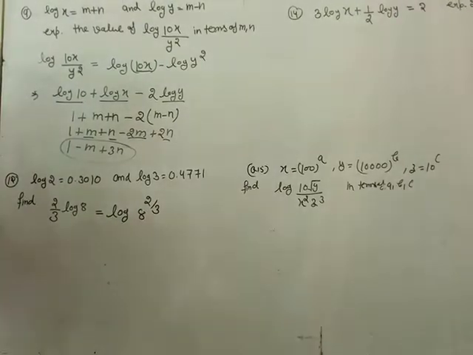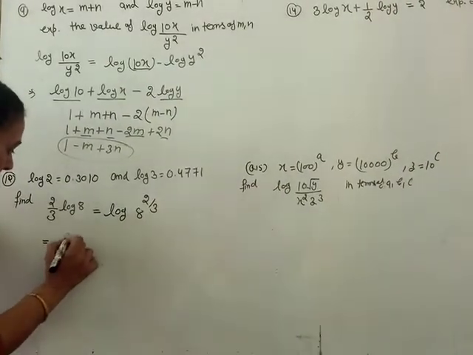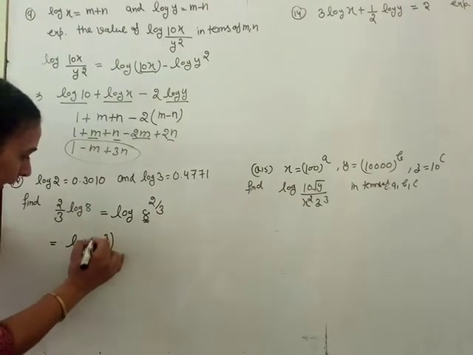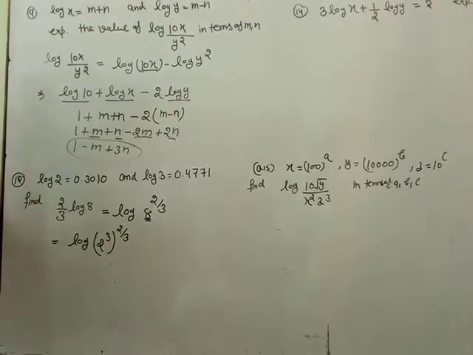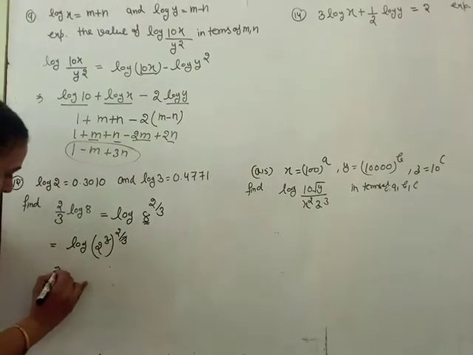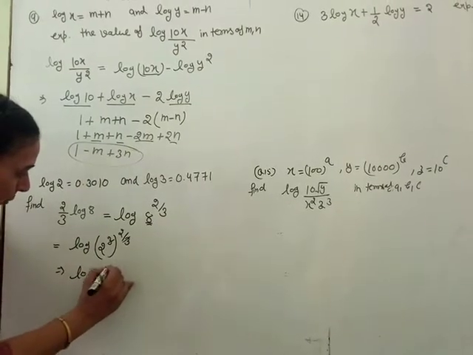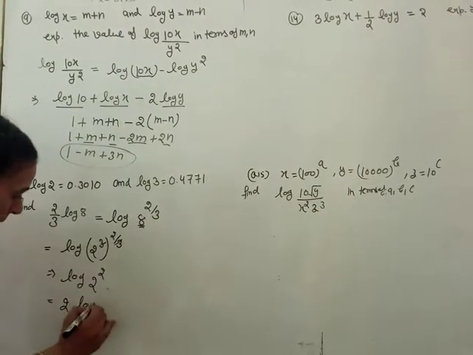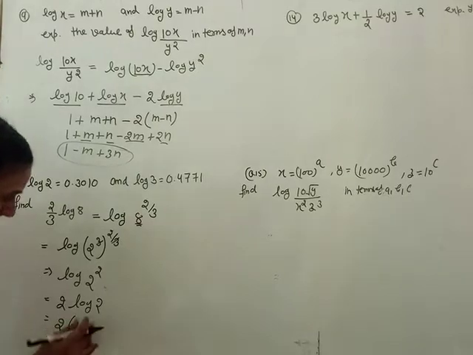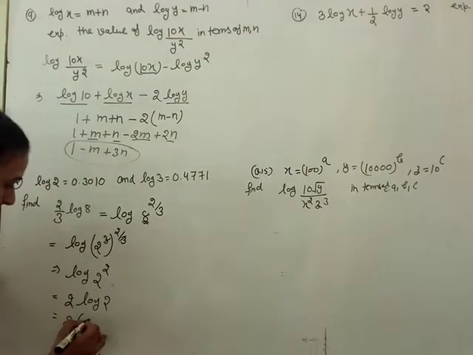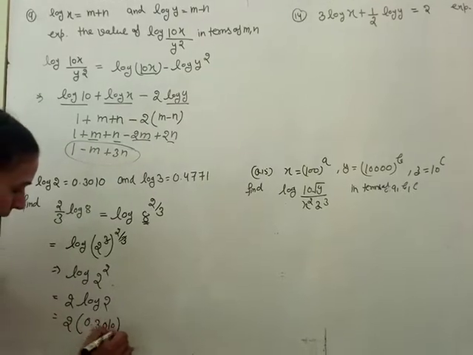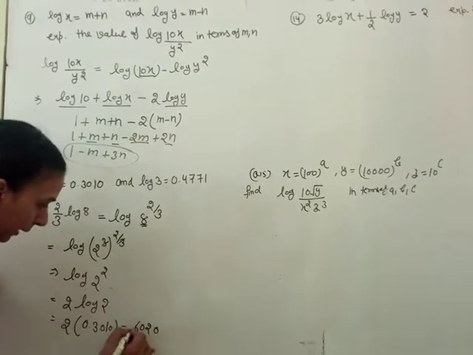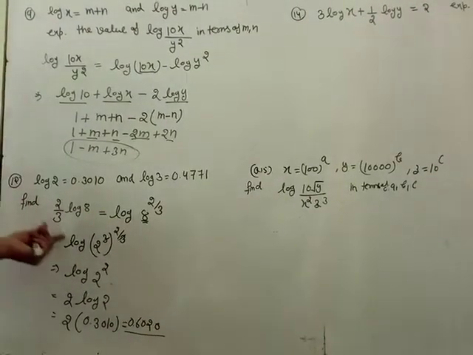8 raised to the power 2 by 3 equals log of, in place of 8 we write 2 raised to the power 3, and raised to the power 2 by 3. Then the 3s cancel, and this equals log of 2 raised to the power 2. Then this equals 2 log 2, and in place of log 2 we write the value of this, 0.3010. Multiplying by 2, we get 0.6020. This is the value of this.